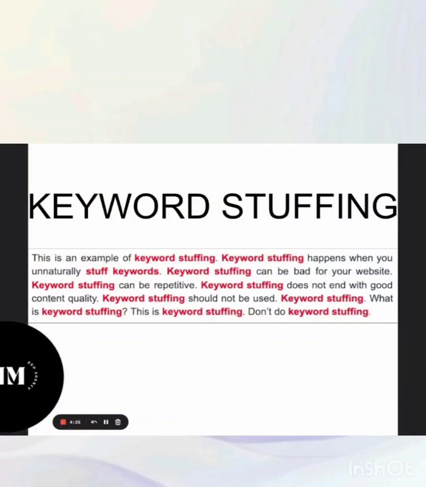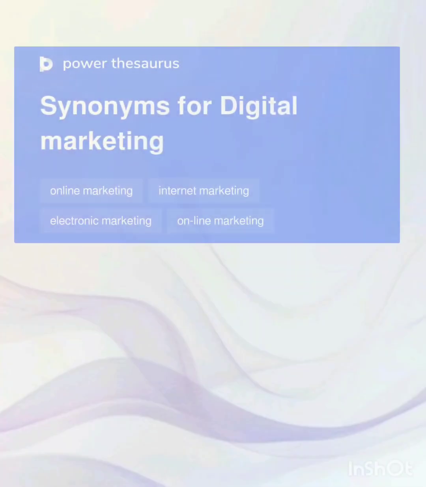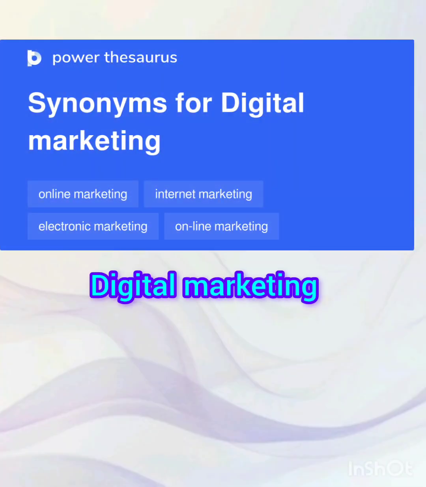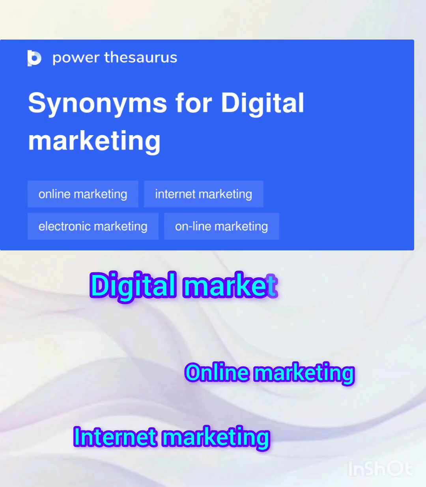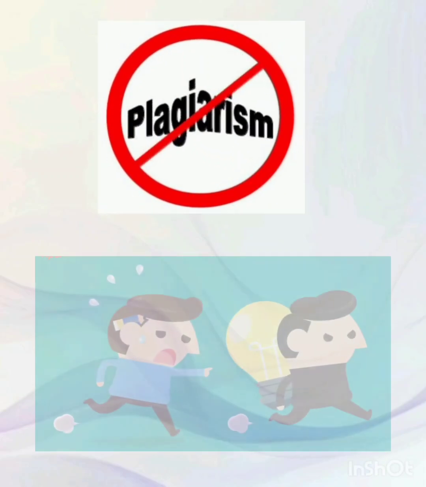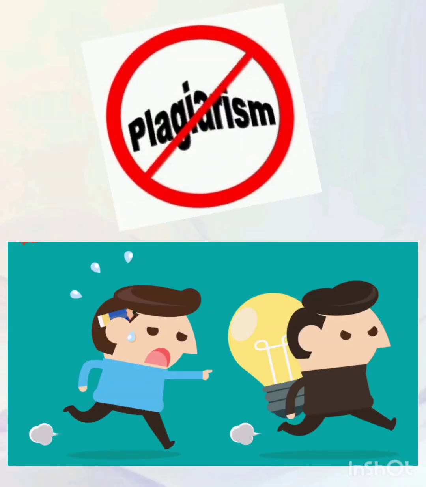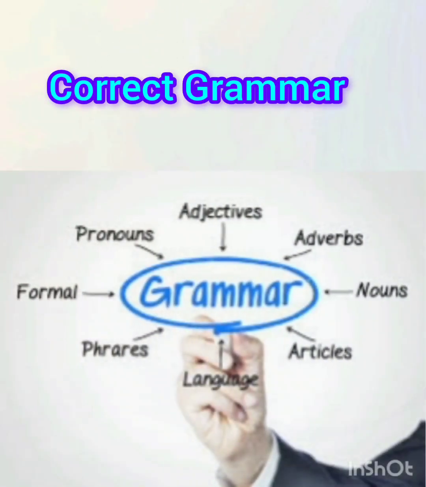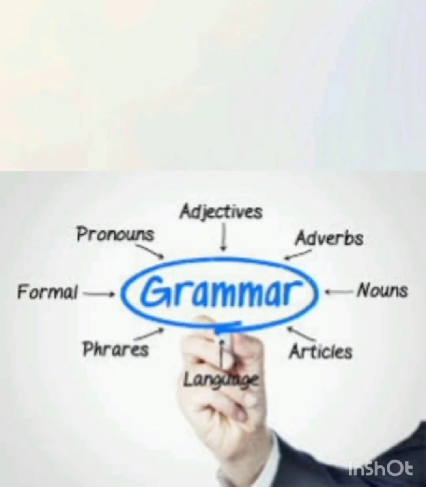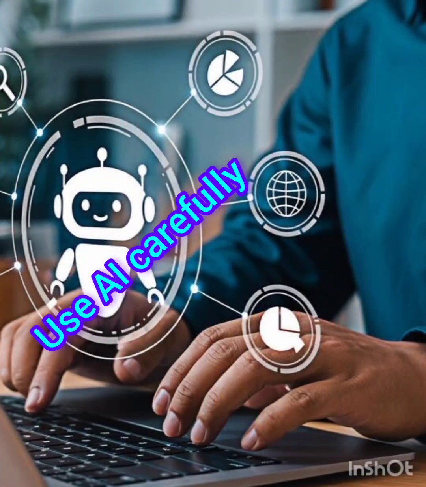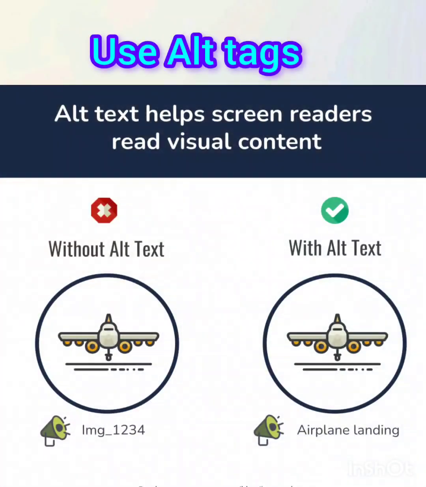You can use synonyms. For example, if you are using digital marketing as a keyword, then you can use similar words, so the keyword density should stay low. And I already mentioned plagiarism. There should not be any plagiarism in your content. It should be grammatically right, spellings should be right, and if you are using AI content, use it very carefully, and use alt tags for your images.